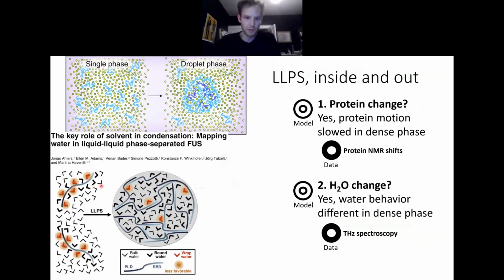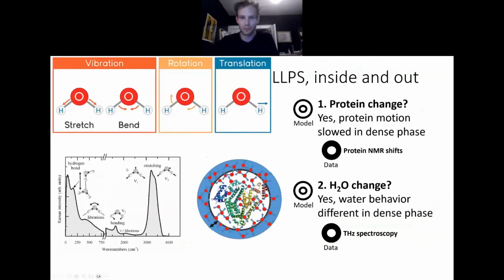So terahertz spectroscopy is shining light onto your sample and measuring its absorbance and dielectric properties. Water has multiple different ways that it can absorb light, and that corresponds to motion. It can absorb light that changes the vibrations of its chemical bonds, or that changes its ability to rotate, like when you put a cup of coffee into a microwave, it's causing it to rotate, or translation. And so terahertz light seems to be really good at detecting these water motions in the hydration shell of proteins.